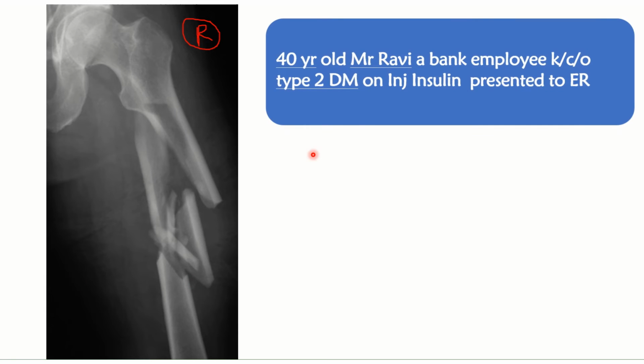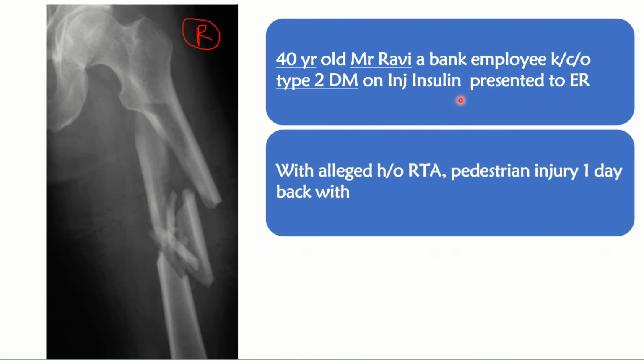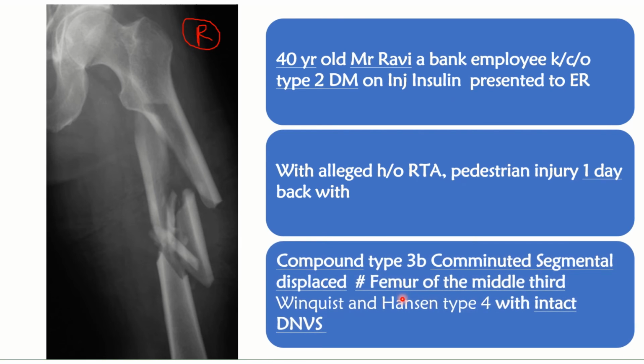So, 40-year-old Mr. Ravi, who is a bank employee and a known case of type 2 diabetes mellitus on injection insulin, presented to the emergency room with alleged history of road traffic accident. It's a pedestrian injury and the injury took place one day back. And now we'll come to the description of the femur. Once you have seen the patient clinically, the patient had a compound type 3B, comminuted segmental displaced fracture of the femur of the middle third.